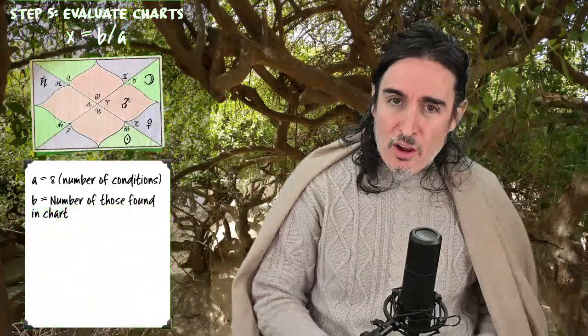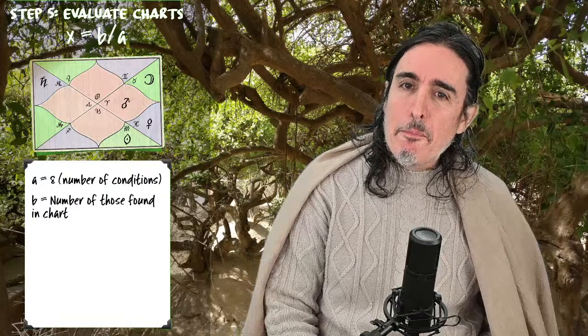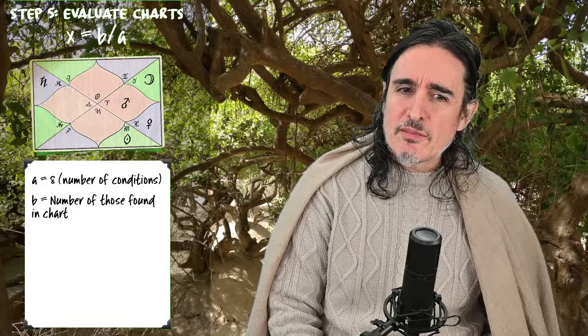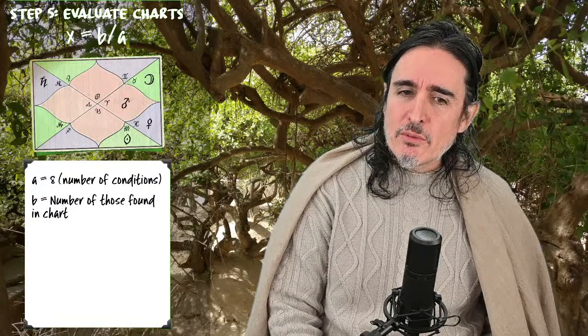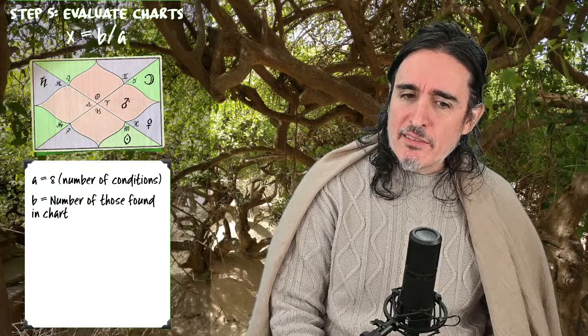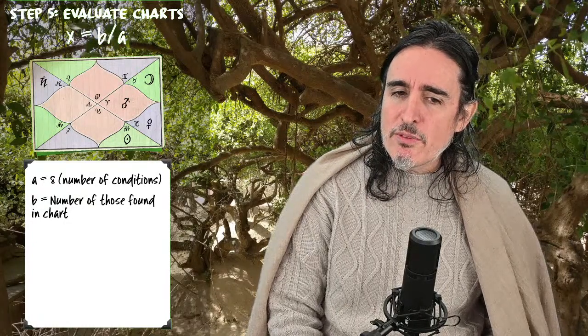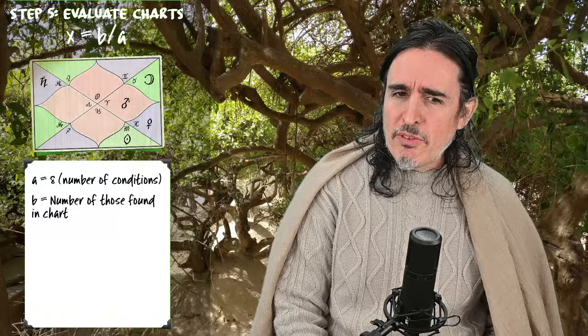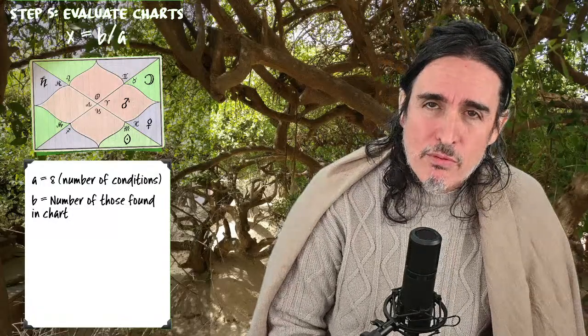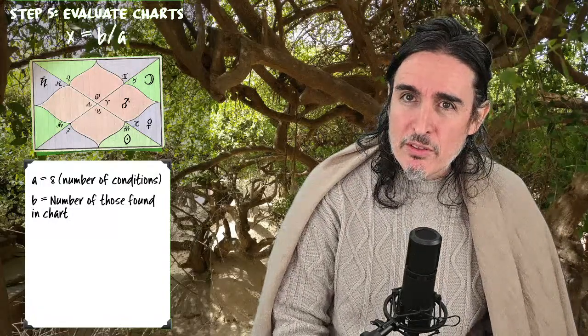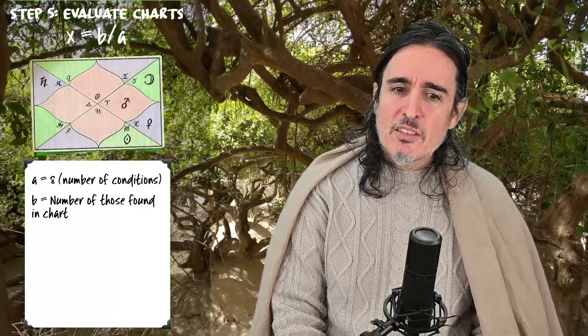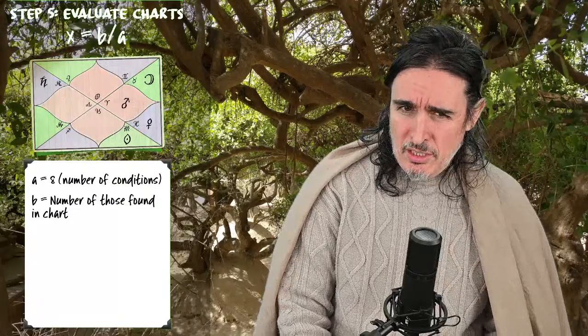So now we can go to step 5. Now that we have a quantification thing defined, we can go look at charts and evaluate X equals B over A, where A is 8, right? So now we need to look for the number of conditions found in this chart. This is the same chart we looked at before when we mapped out the list. So this is a perfect match.